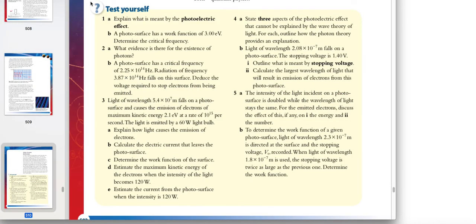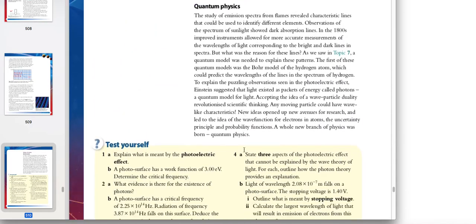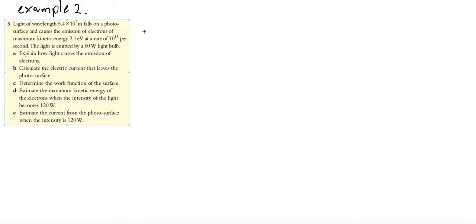So example 2. Last example today. Let's take exercise number 3 from your Tsokos. Again, this is page number 502, exercise 3. Read the exercise with me. A light of given wavelength falls on a photosurface and causes the emission of electrons of maximum kinetic energy of 2.1 electron volts at a rate of 10 to the power of 15 per second.